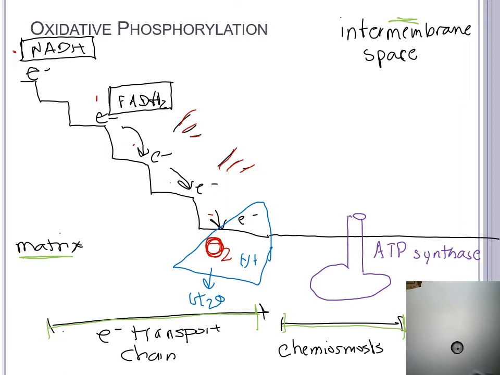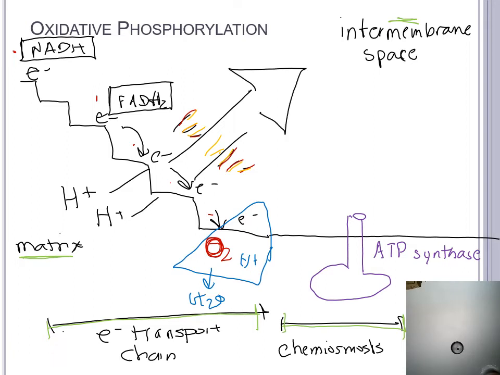Here's where we're finally going to make some ATP, and we'll talk about what we're doing with those puffs of energy. With these little puffs of energy that we're making, poof, poof, poof, we are going to actively pump hydrogen ions from the matrix across the membrane and into the intermembrane space. With every little poof of energy, we're going to pump a hydrogen across the membrane. Hydrogen, hydrogen, and we are just going to continue pumping hydrogens across.